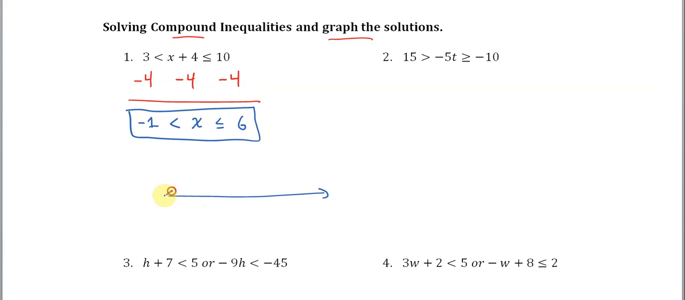So on the number line, put negative 1 there. You put positive 6 here. Close circle because you have an equal to. And then open circle here.